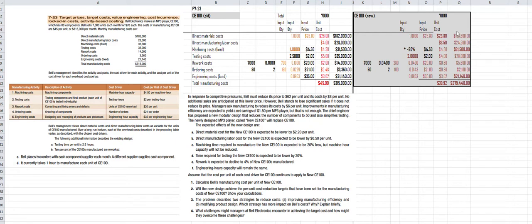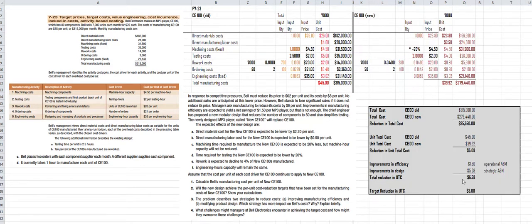Okay, so we're able to see now that we have total manufacturing costs of $279,440 to make the 7,000 units. That works out to a per unit manufacturing cost of $39.92. So now we can come down here and we can analyze this.